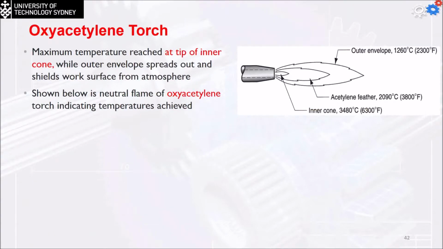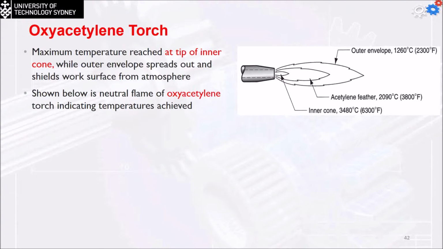The acetylene feather is the orange color. This is the blue, this is the orange color, which is the acetylene feather, and we have the outer envelope at 1260, which is enough to do the welding process. The alternative gases we can use instead of acetylene can be methylacetylene-propadiene, hydrogen, propylene, propane, and natural gas.